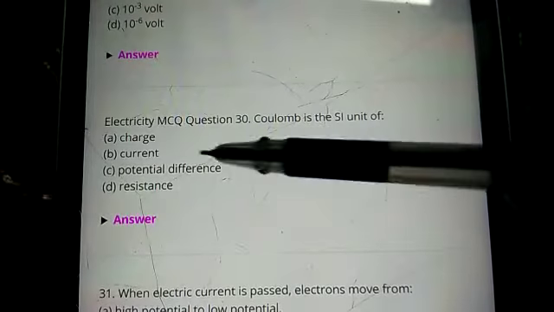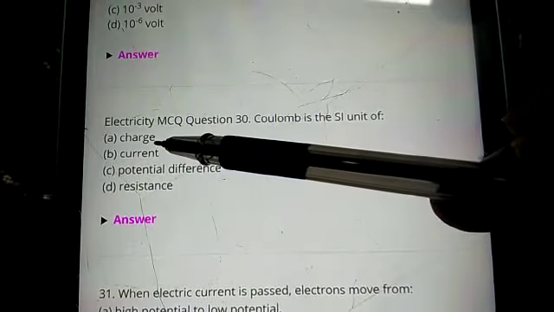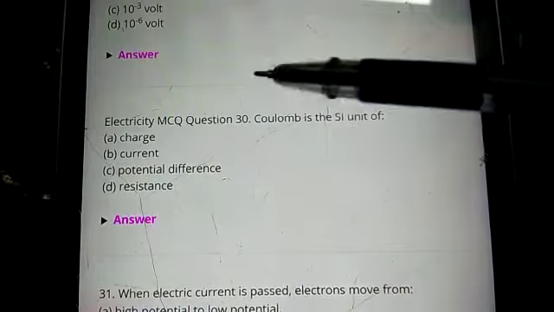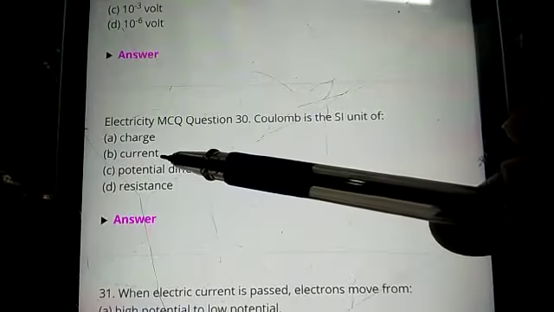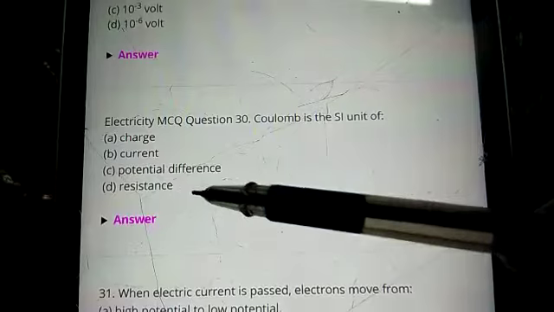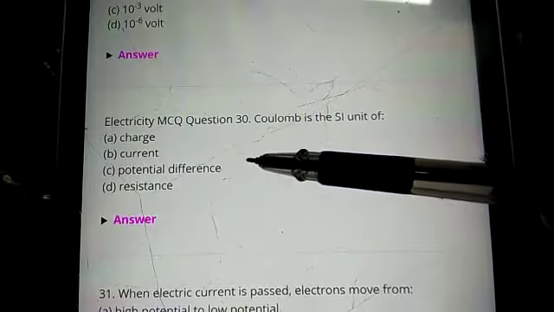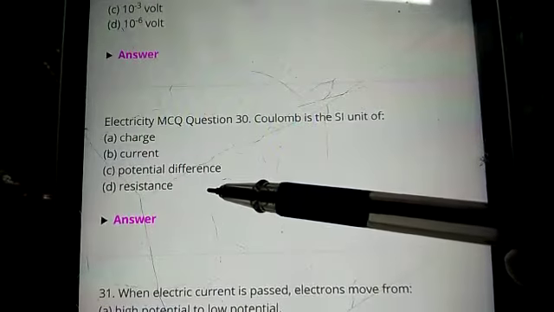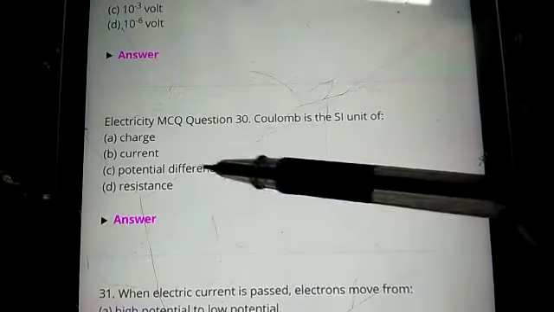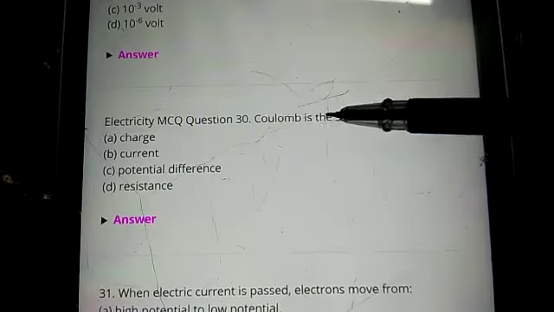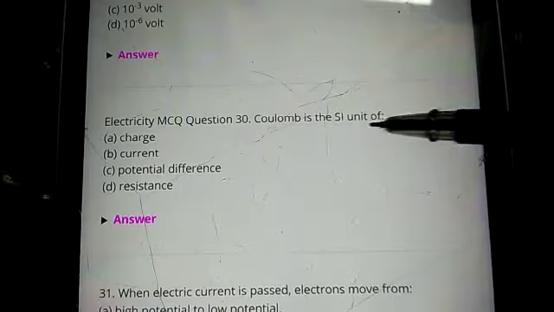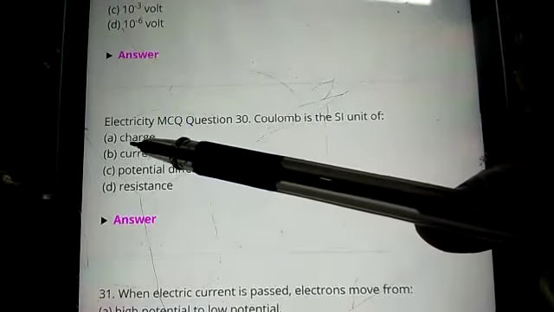Coulomb is the SI unit of charge. Current has got unit, the unit of current is ampere. Unit of potential difference is volt. Unit of resistance is ohm. And unit of charge is coulomb. So, your correct option is Coulomb is the SI unit of charge. So, your correct option is A.